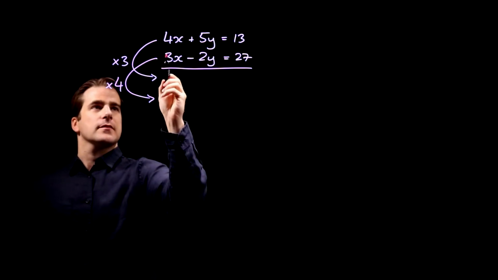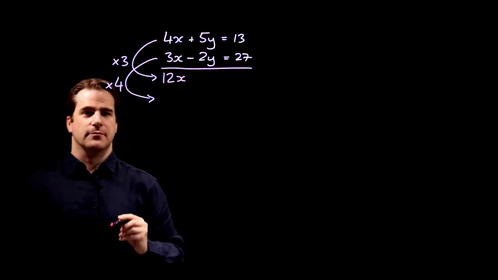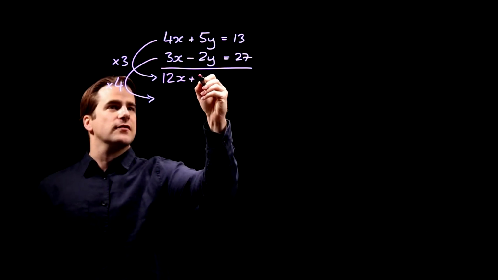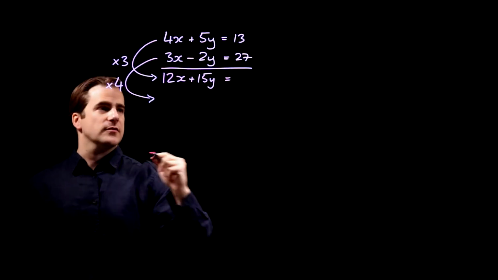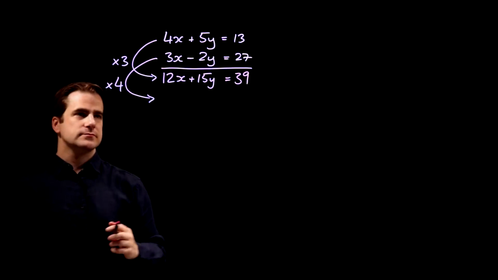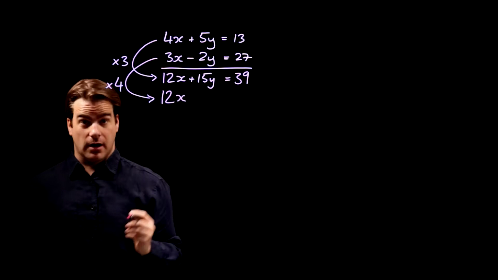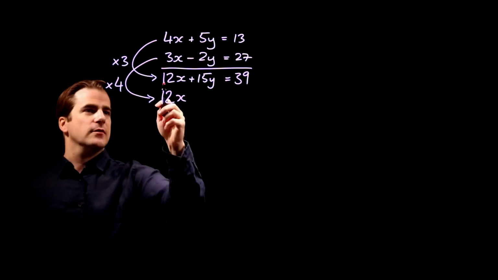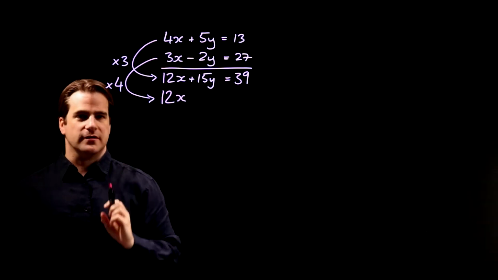So, 4x times 3 is 12x, and there's the 12 we were talking about. 5y times 3 is 15y, equals 13 times 3 is 39. Okay, done. Right, this equation, 3x times 4 is 12x. We've achieved our objective. We've got the same number of x's. The sign doesn't matter. It doesn't matter if that was a minus 3x, for example. The important thing is the number, not the sign.